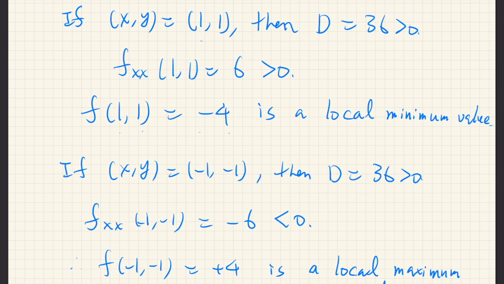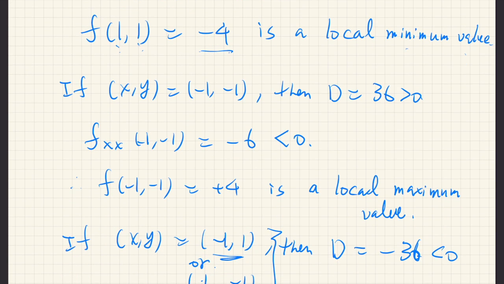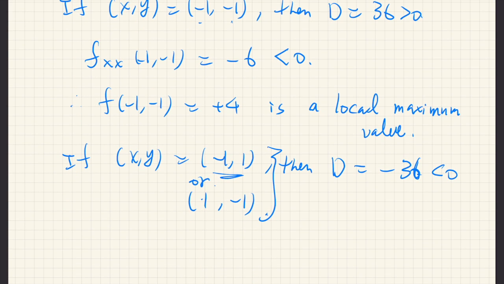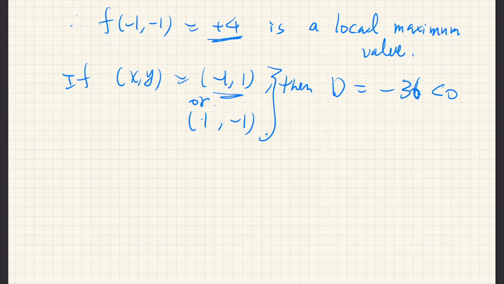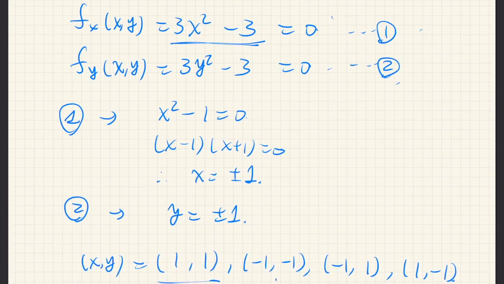So that means when (x, y) is (1, 1), then negative 4 is the local minimum value. When x is negative 1 and y is negative 1, then the function value positive 4 is a local maximum value, and when x and y have different signs, then it's not an extreme value.